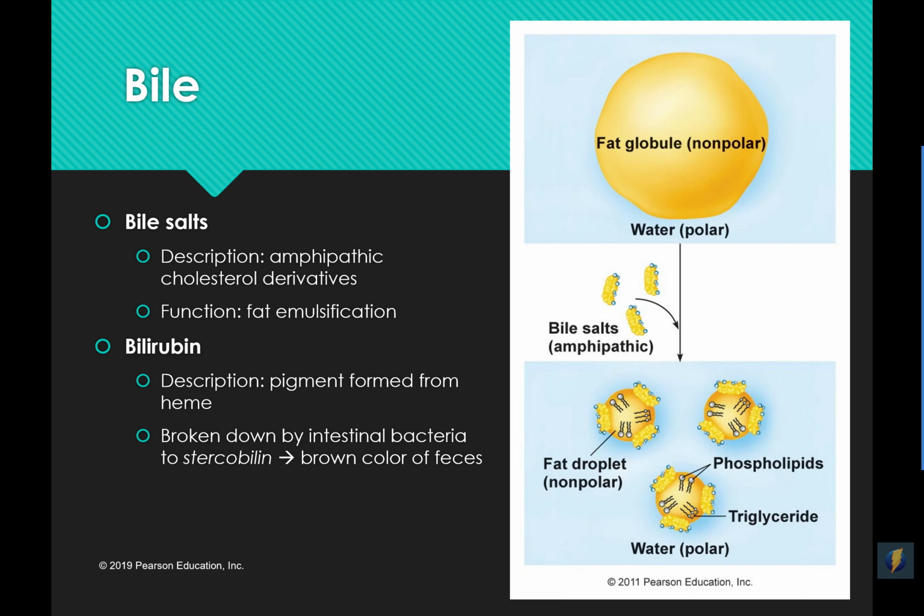Bile also contains bilirubin, which is a pigment that was formed originally from heme. When we break down the heme of our hemoglobin, we get bilirubin. Bilirubin is further broken down by the intestinal bacteria to something called stercobilin, which is a brown color, and that is why our feces are brown. They are remnants of the hemoglobin that was carrying our oxygen on our red blood cells.